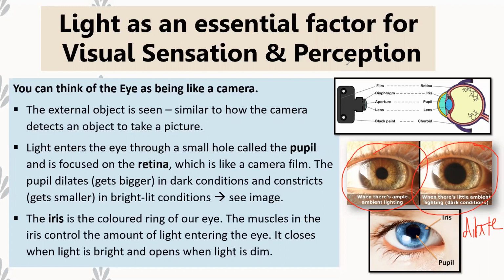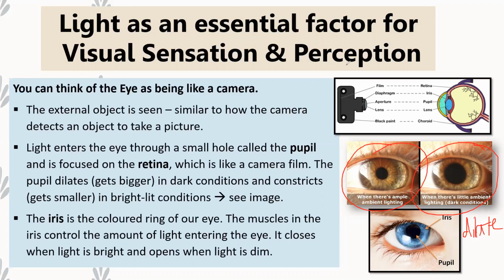Now, what we are focused on for the next part of this particular slide is the iris. So the iris is the colored ring of our eye, okay? So if you say, I've got brown eyes, that means the color of your iris is brown. If you've got blue eyes, then that means the color of your iris is blue. It's basically the colored ring of our eye.